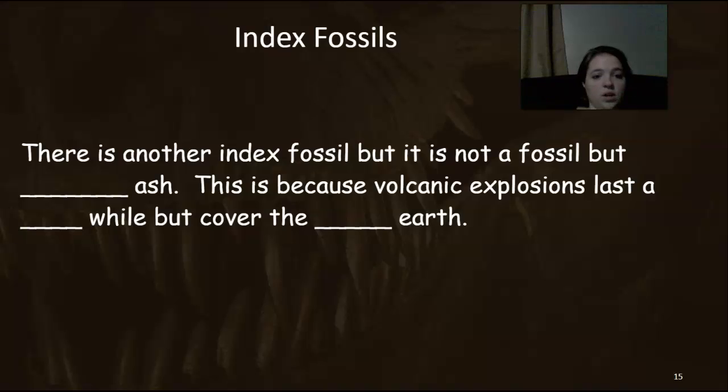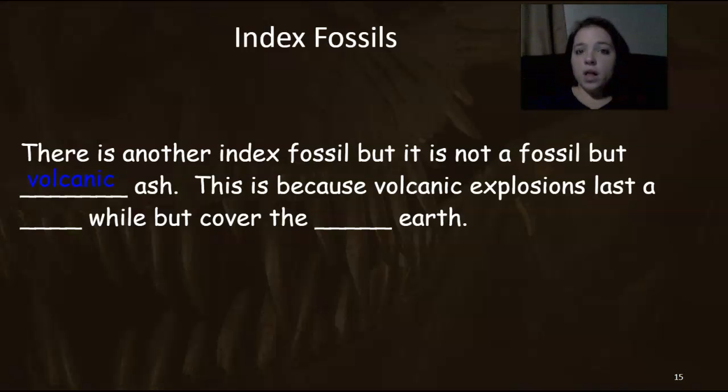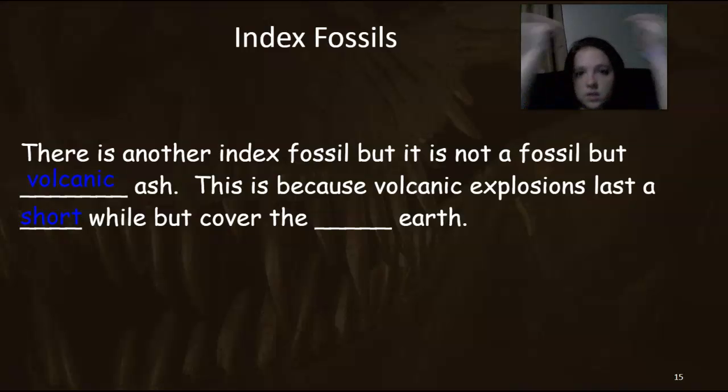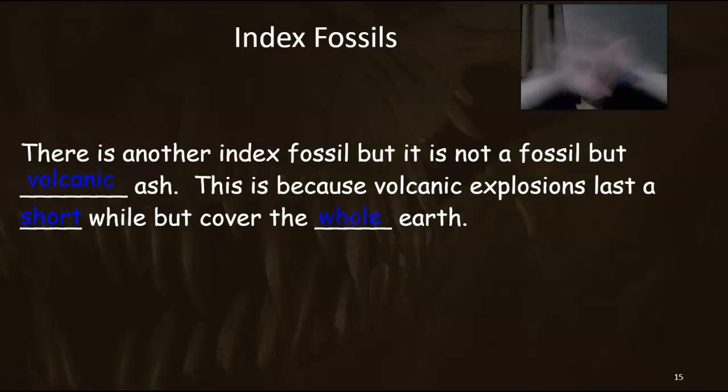But there's another index fossil that is not a fossil, but volcanic ash. Why would volcanic ash be a good indicator of time frame like an index fossil? This is because volcanic explosions typically last a short while. Geologically speaking, they don't last for millions and millions of years. They're just kind of a quick thing. But when a very big volcanic eruption does happen, ash covers the whole entire earth. It layers the whole earth, so it's a good indicator of time.